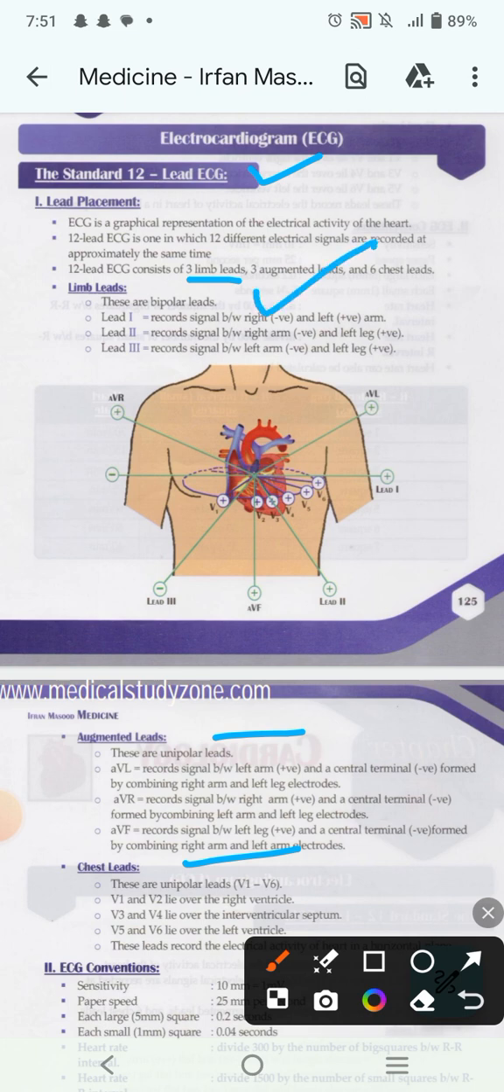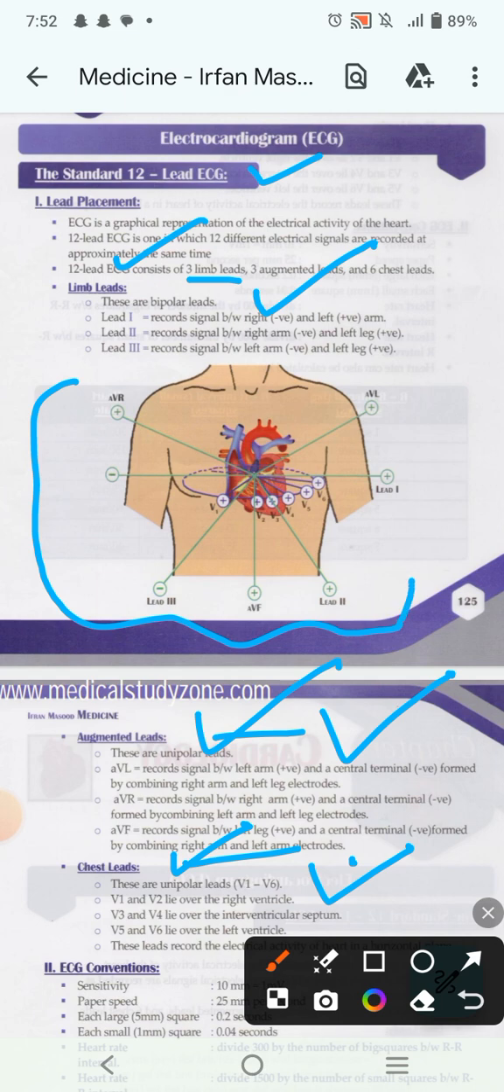These are 3 limb leads, 3 augmented leads, and 6 chest leads. These 3 limb leads are actually bipolar leads, augmented leads are unipolar leads, and chest leads are again unipolar leads. And this picture is showing you which lead gives which view of the heart. It will be shown clearly in the later discussion. I will show you another picture where it will be clearer.